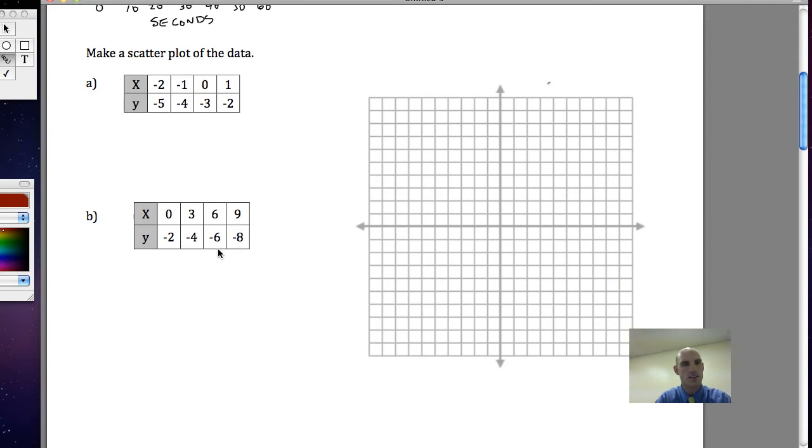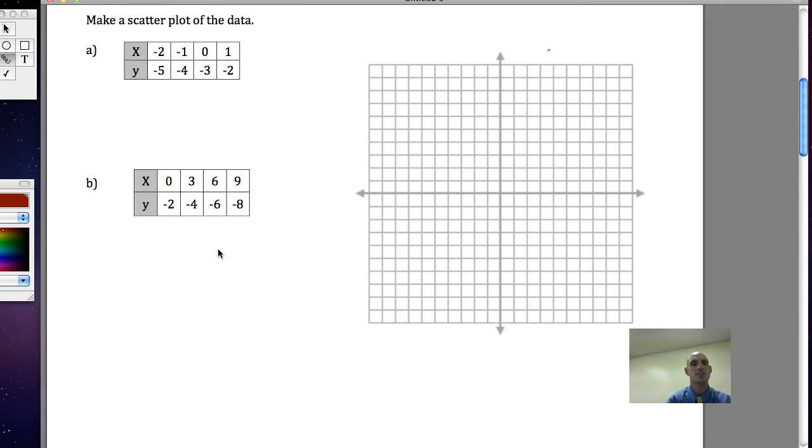When we're making scatter plots of data, it's much the same. And so when I take these two examples here, A and B, I need to remember that these charts represent ordered pairs.